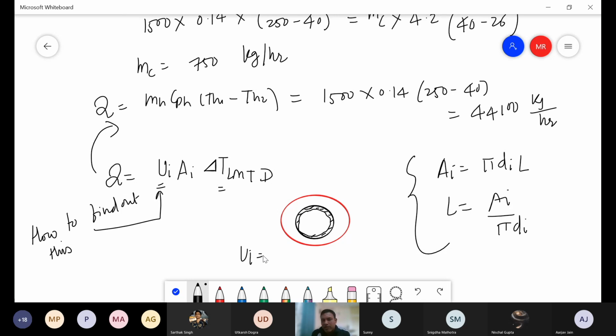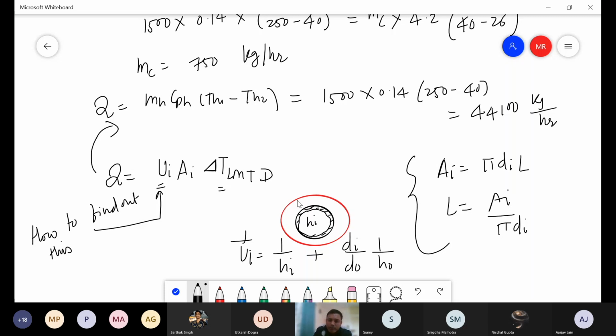UI or U naught, you can have U naught, A naught also here, it doesn't matter. So 1 by UI will be what? 1 upon HI. Remember, HI will be the inside heat transfer coefficient here. Plus DI by D naught, 1 by H naught. Do you all agree with this?